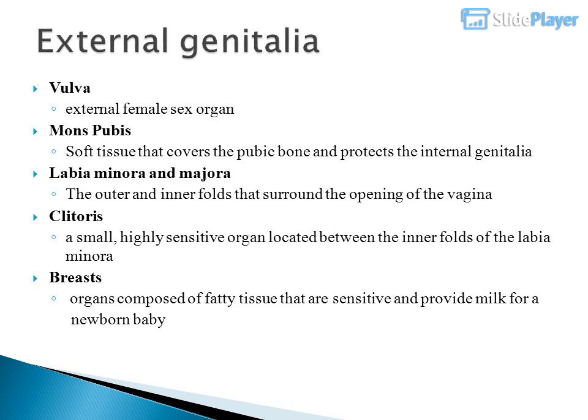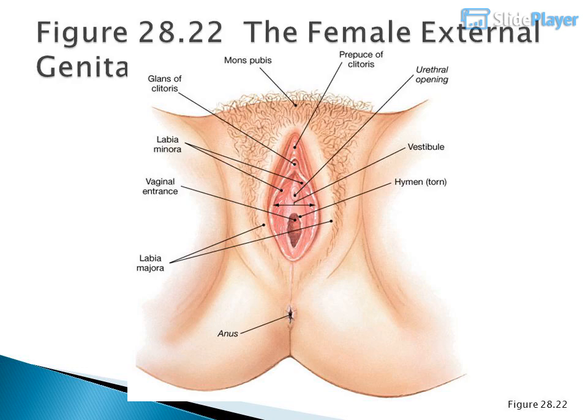Clitoris. A small, highly sensitive organ located between the inner folds of the labia minora. Breasts. Organs composed of fatty tissue that are sensitive and provide milk for a newborn baby. Paraurethral glands. Lesser and greater vestibular glands. Figure 28.22, the female external genitalia.